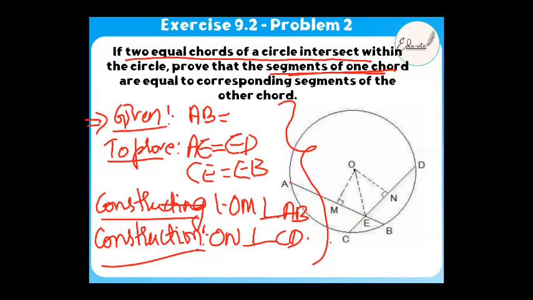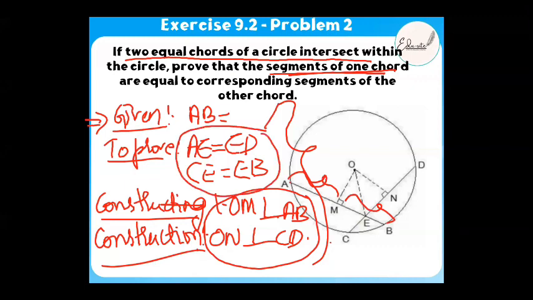Do you know why we construct OM perpendicular to AB and ON perpendicular to CD? Because we need that AM is equal to MB, so that we can prove that AE is equal to ED and something like this, correct? We need these two things, and we need CN is equal to ND. So we are constructing something like this, and even this is required because we have proved the congruency. We want the small parts as well, EN, ME, all the segments we need now. So we are going to construct all of these three things.